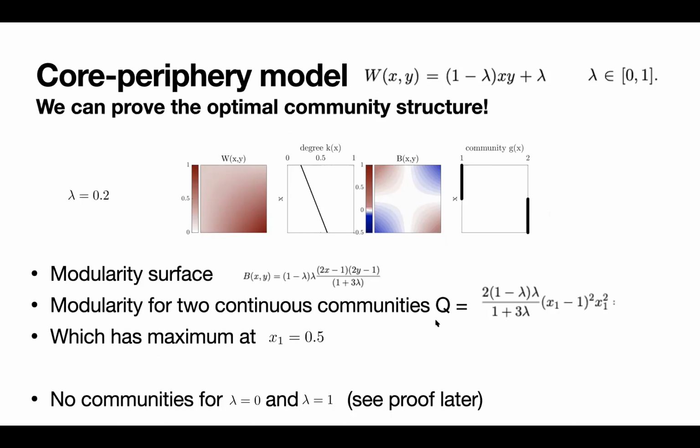If we assume this, then we can also get a closed form solution for the modularity as a function of lambda, which is a free parameter, and x1, which is the border between the two communities. And if you optimize this function, you find that the maximum is exactly at 0.5, as long as lambda is not 0 or 1. Actually, for the case that lambda is 0 or 1, you don't find any communities, which we can also prove, which I'm going to talk about later if we find the time.